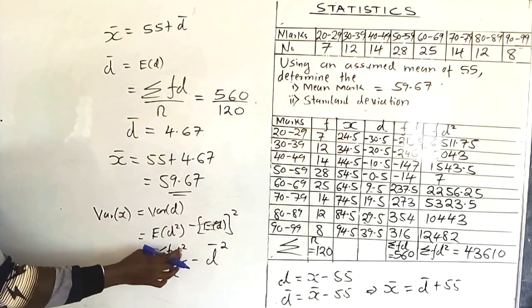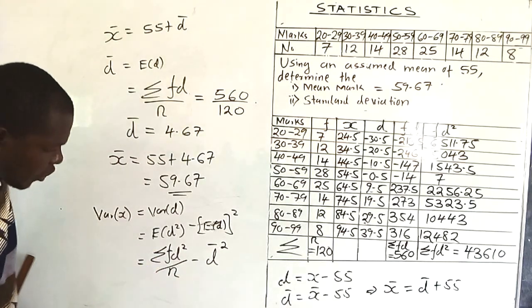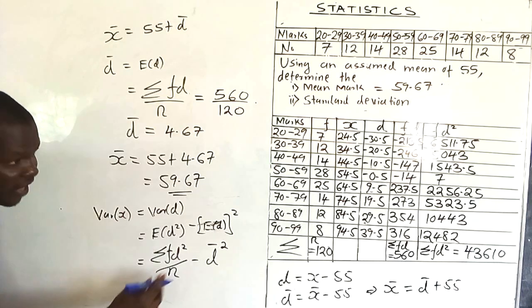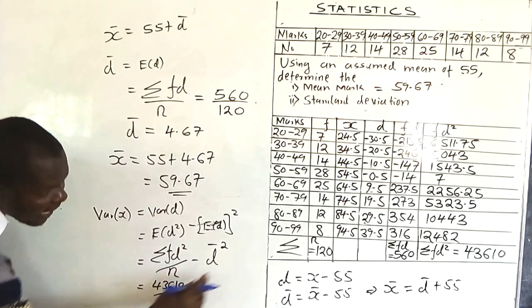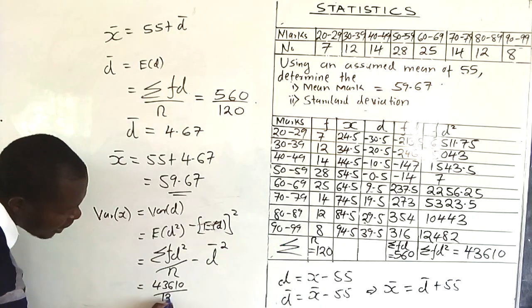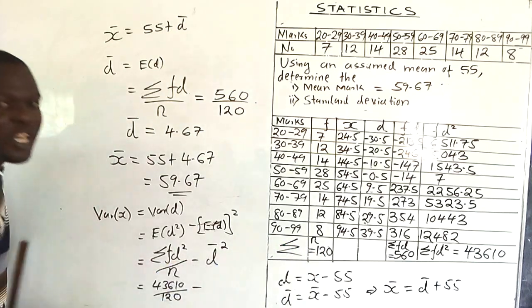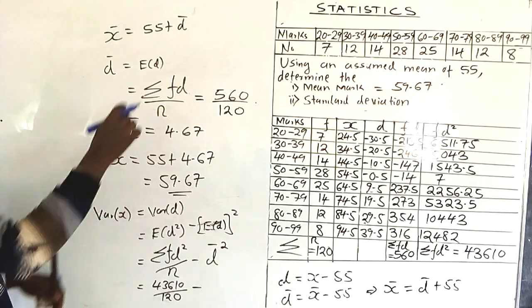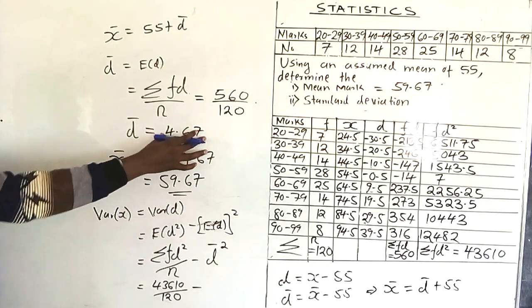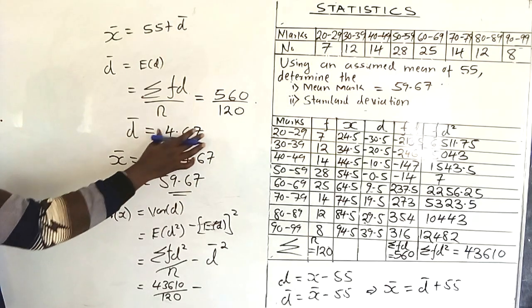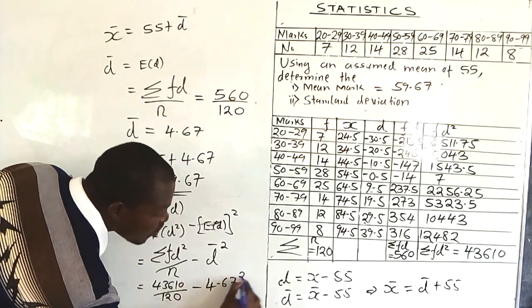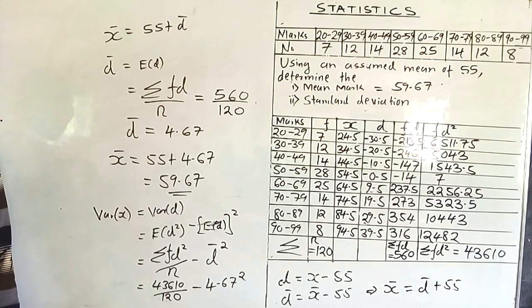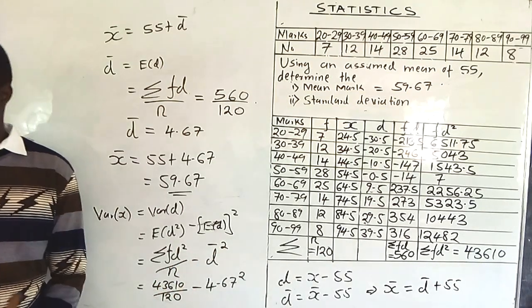So the next thing we are doing is to substitute. When you sum all the FD squares, you found 43,610, then you divide by n. N you found is the sum of all f, which was 120, then minus the mean of d squared. The mean of d you found is 4.67. So it is minus 4.67 squared, because it is the mean squared.